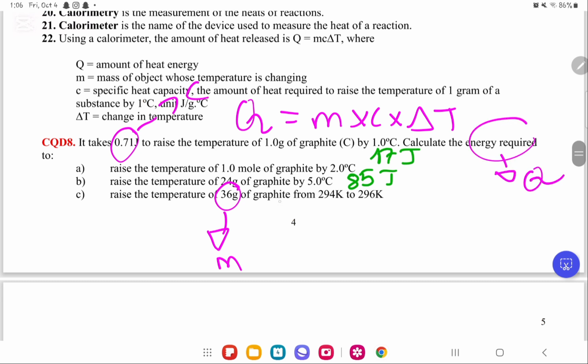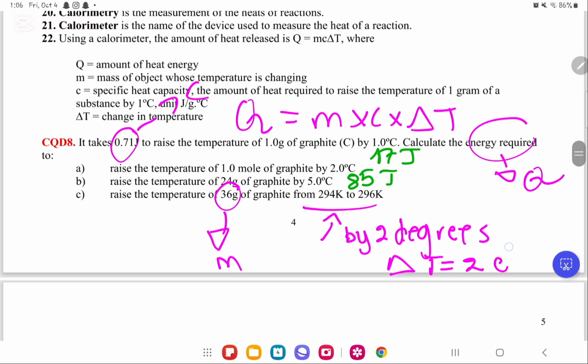But here they told us to raise the temperature from 249 Kelvin to 296 Kelvin. We know that the degree, how much you increase the temperature, is the same for degrees Celsius and Kelvin. Meaning, if you have 294 Kelvin to 296 Kelvin, you increased by 2 degrees. It would be the same if you converted them to Celsius. So what is our delta T? Our delta T is 2 degrees. So now that we have everything we need, we can substitute.